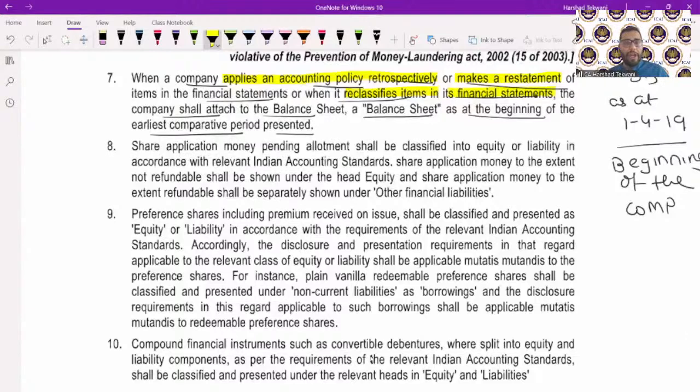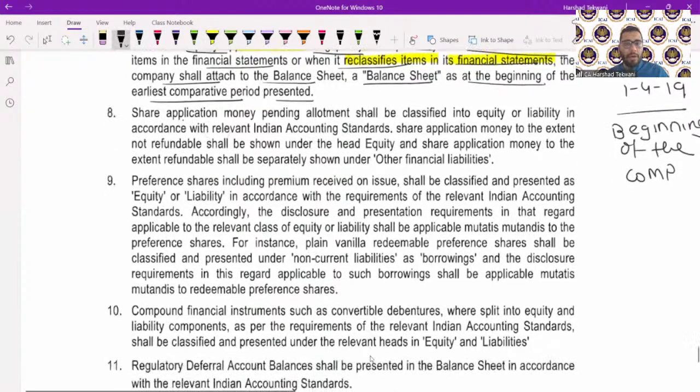Then it talks about share application money. Now share application money pending allotment shall be classified into equity and liability in accordance with the Ind AS. So you need to see Ind AS for classification of share application money pending allotment, whether it will be equity or liability. Okay, share application money, to the extent not refundable, shall be shown under equity, and share application money to the extent refundable shall be shown under the head of other financial liability. Okay.